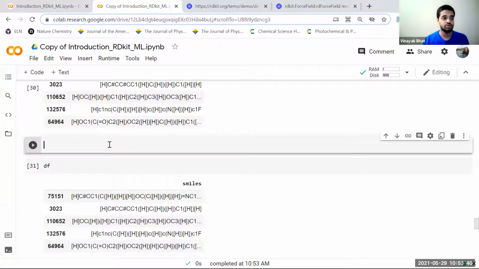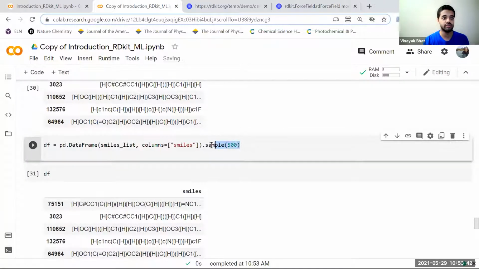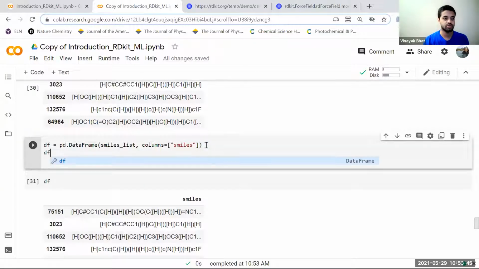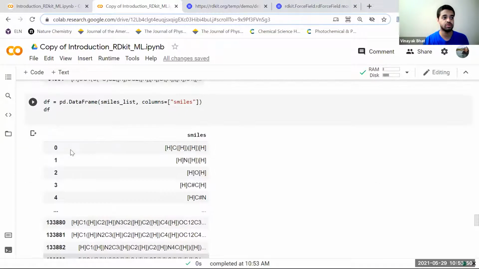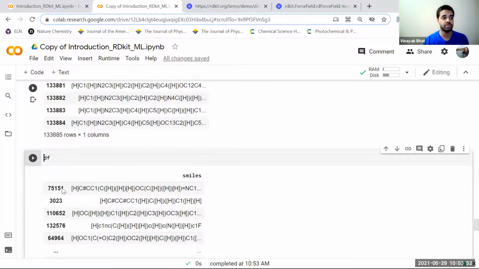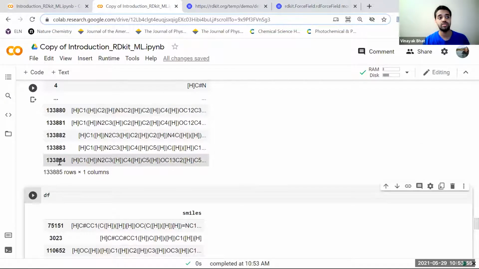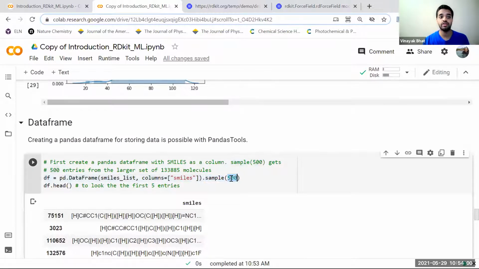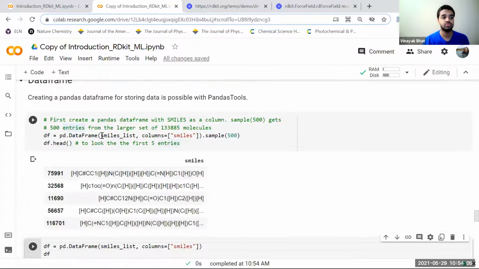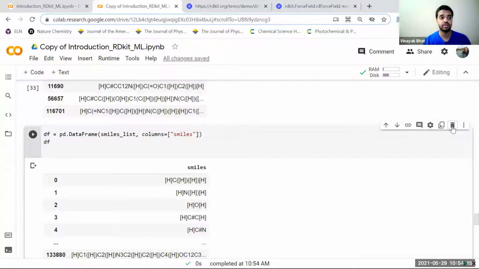If I do this and remove all of them and then say df, it should start with 0, and it should end with the last number of molecule, that is 13884. But over here we say sample 500 molecules, so randomly choose 500 molecules. When it randomly chose those molecules, the index still remains. So it randomly chose some molecules, and these are the indices of those.